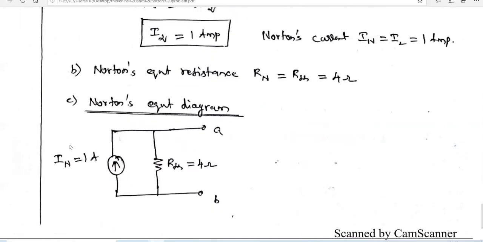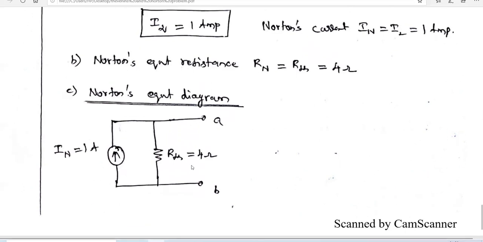What is the third step? In the third step, we have to draw the Norton's equivalent diagram. What is Norton's equivalent diagram? The Norton's current source connected in parallel with Norton's resistance, or Thevenin's resistance. What is the value of Norton's current source? 1 amp. What is the value of Norton's resistance? 4 ohms. So this is the Norton's equivalent diagram.